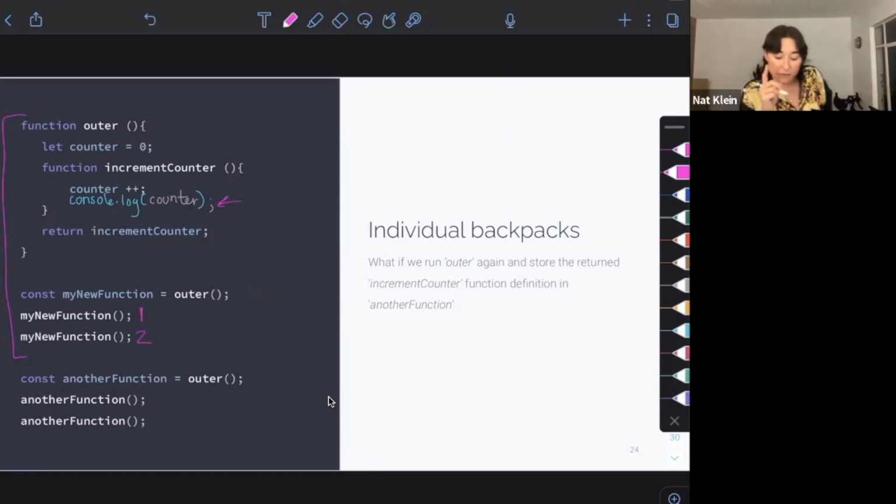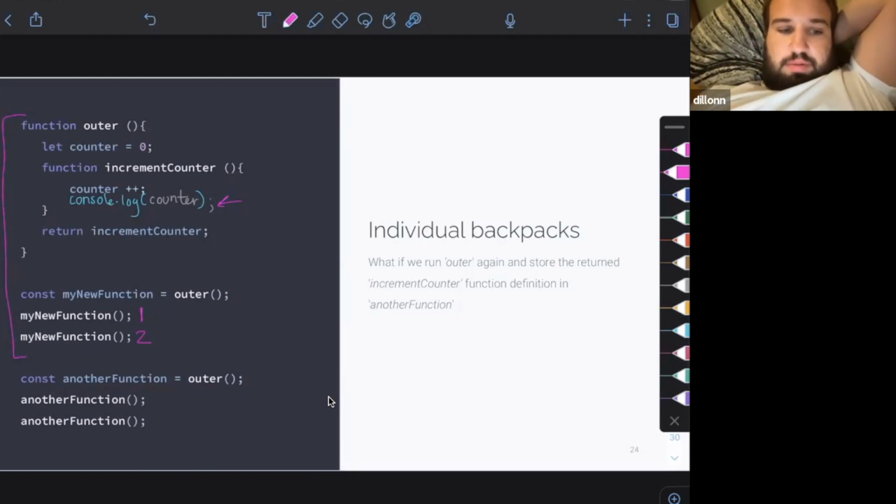So if we down here do now the same thing, but we invoke outer again, and we assign to this new label another function, the evaluated result or the return value of outer, which is the same thing that we did here. Now, when we go to invoke another function, again, this label we have here, what do we think is going to be console logged for counter? Anyone have an idea and would want to kind of explain their thinking here? Dylan?